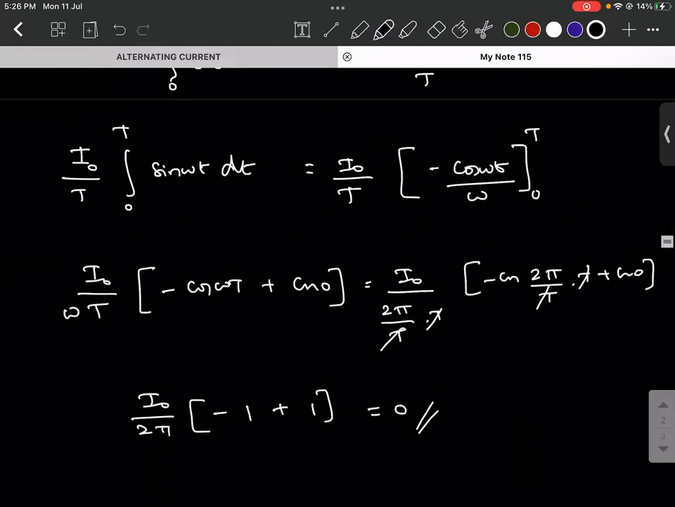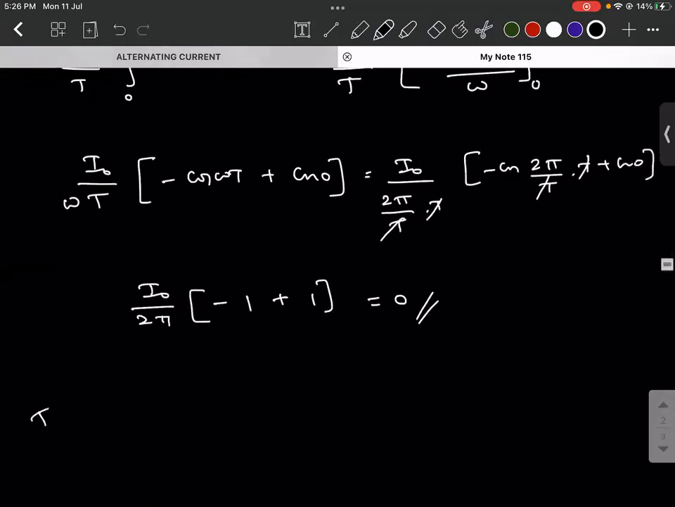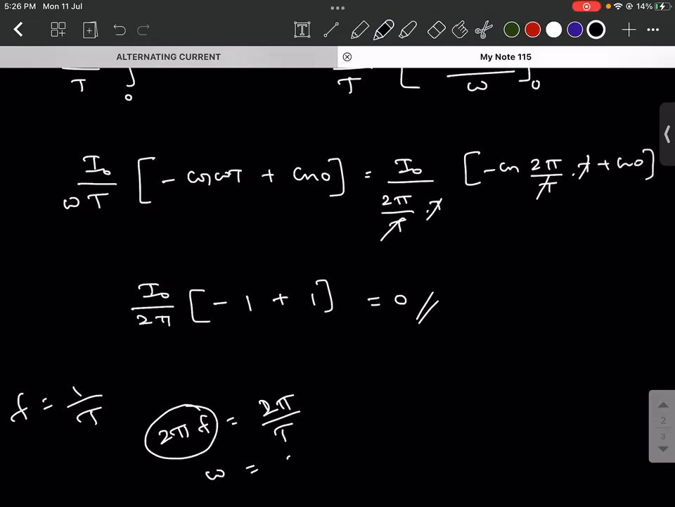Omega's definition is 2 pi by T, because T is equal to how much? 2 pi into F. Correct? Sorry, I made a mistake. F is equal to 1 by T. So when I multiply with 2 pi on both the sides, I get 2 pi by capital T. So 2 pi into F, which is omega, is equal to 2 pi by capital T, which implies T is equal to 2 pi by omega. Got it?